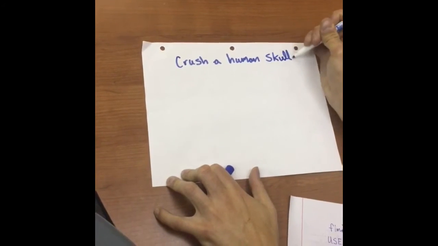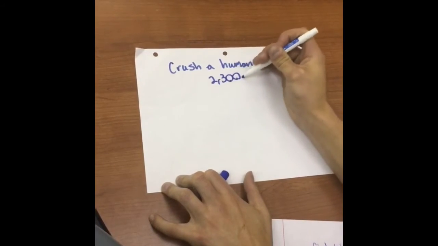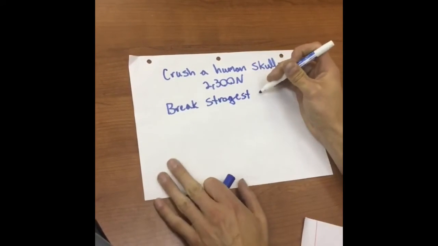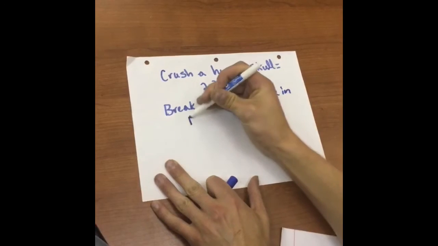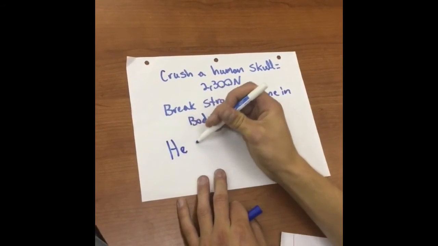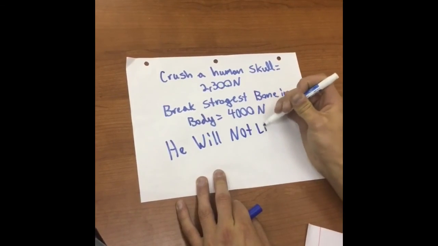This amount of newtons at 2,300 newtons would crush a human skull. To break the strongest bone in the body would be 4,000 newtons. This means that the total amount of newtons is 6 times stronger. He will not live.